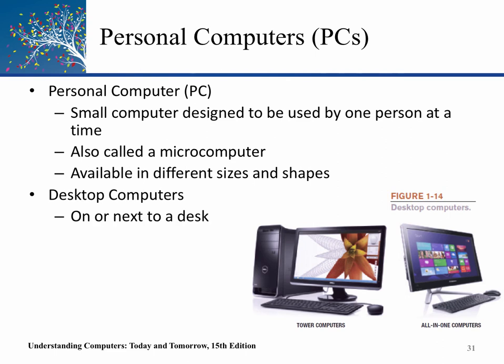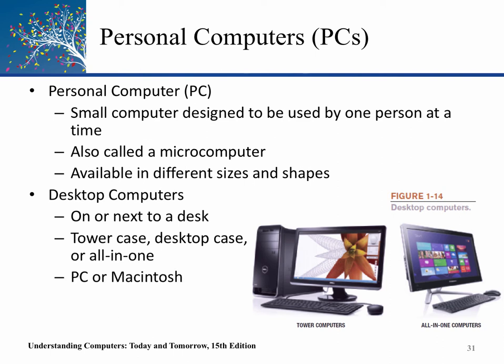These computers are primarily used on or stored next to a desk. So they can include tower cases, where the portion of the computer that holds the hardware that does the processing can either sit next to the monitor or on the floor. They have a desktop case, or they can be an all-in-one like the new iMacs, PC or Macintosh, and they primarily are not portable. So you're not going to pick these up and take them with you when you go camping.